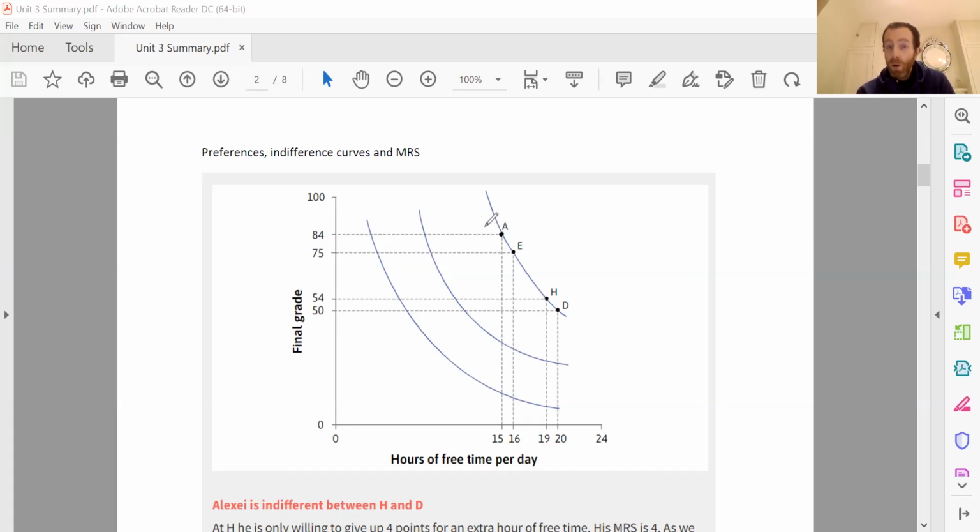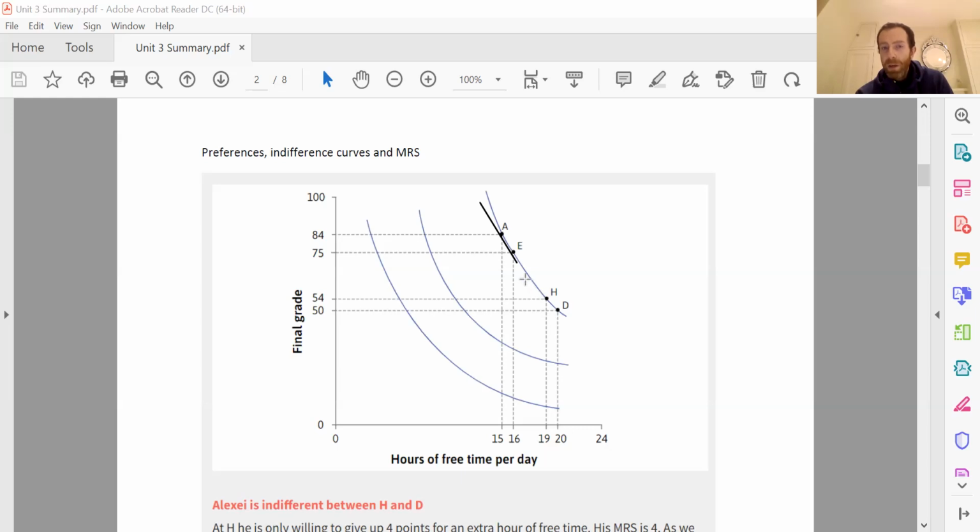And like before, when we were thinking about marginal product, we can think about that as the slope of the indifference curve at that particular point. Now, we could also think about the marginal rate of substitution at a different point on this indifference curve, maybe at point H. And so at point H, we ask how much is Alexi willing to decrease his grade by to get one more hour of free time? In this case, to go from 19 to 20 hours, he'd be willing to only drop 4 points, right?